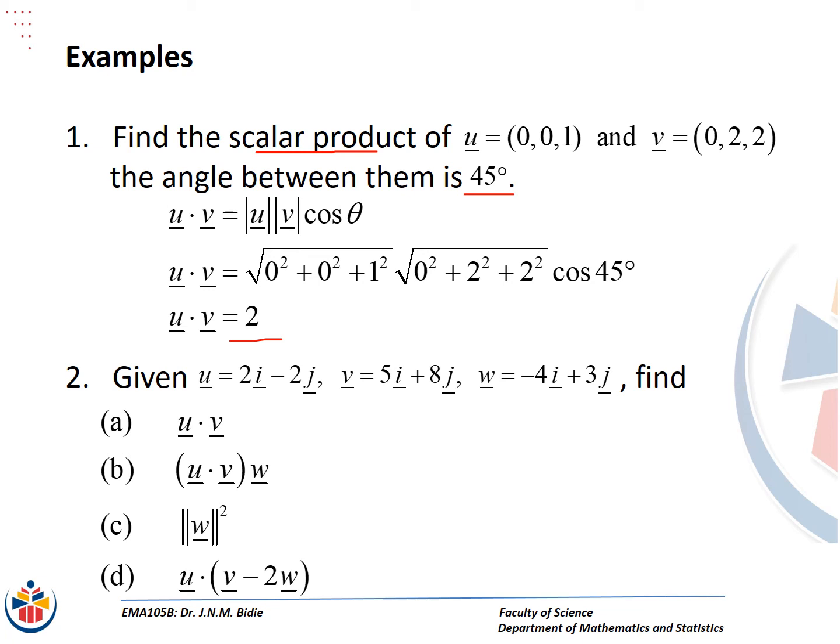C, the length of w squared is just equal to w dot w. So find w dot w and see what you get. Also for D, v minus 2w. First evaluate that v minus 2w, get that answer, and then find the dot product between that answer and u, and you'll be able to get the correct value for that dot product.